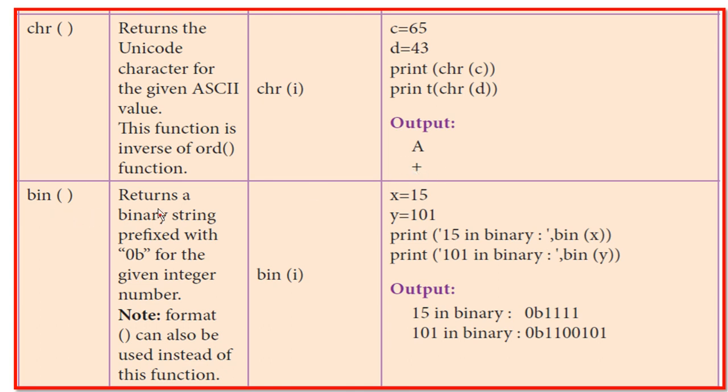Another one, bin, it returns a binary string prefixed with 0b for the given integer number. Note, format can also be used instead of this function. We can use the format function instead of bin. The general format, bin of I. Here x equal to 15, y equal to 101. The bin of x, it converts the decimal value 15 and 101 into its equivalent binary value here.